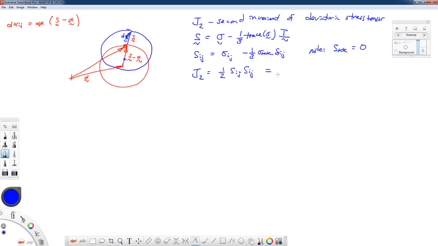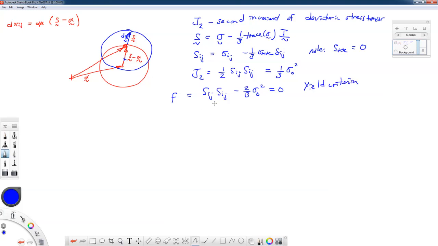Now, as a yield criterion, yielding will happen when this particular value is equal to 1/3 sigma yield squared. Or if I rearrange this, I can write this as Sij Sij minus 2/3 sigma naught squared equal to 0. And I'm going to call this my yield function. I'm going to define this as f.